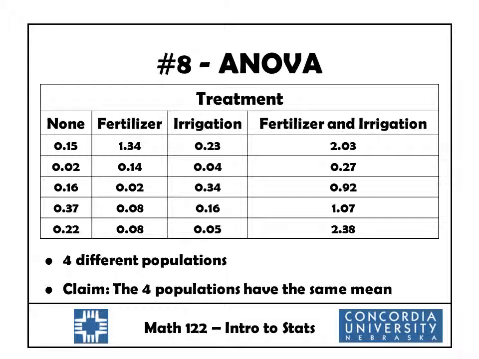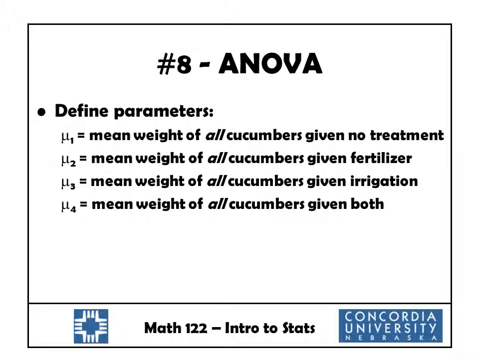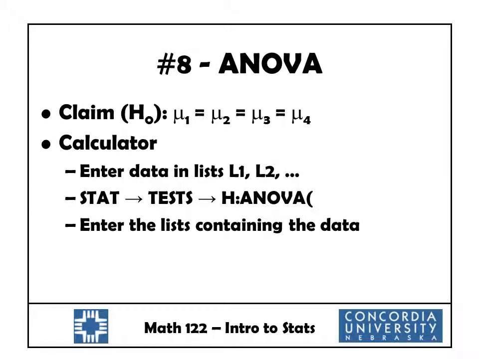Test number 8 is what we called ANOVA, which stood for analysis of variance. In an ANOVA test, we are claiming that two or more populations have the same mean. For this one we had several different parameters, one parameter for each of our different populations, and then our claim, which is the same as the null hypothesis, that mu1 equals mu2 equals mu3 equals mu4. In other words, we're claiming that those different population means are all equal. The alternative hypothesis was that at least one of those was different, but that's really not terribly important in this type of test.